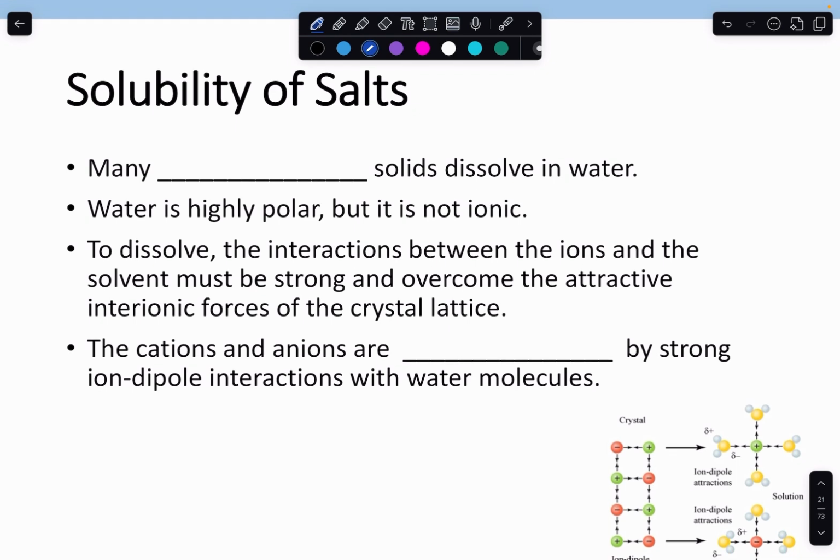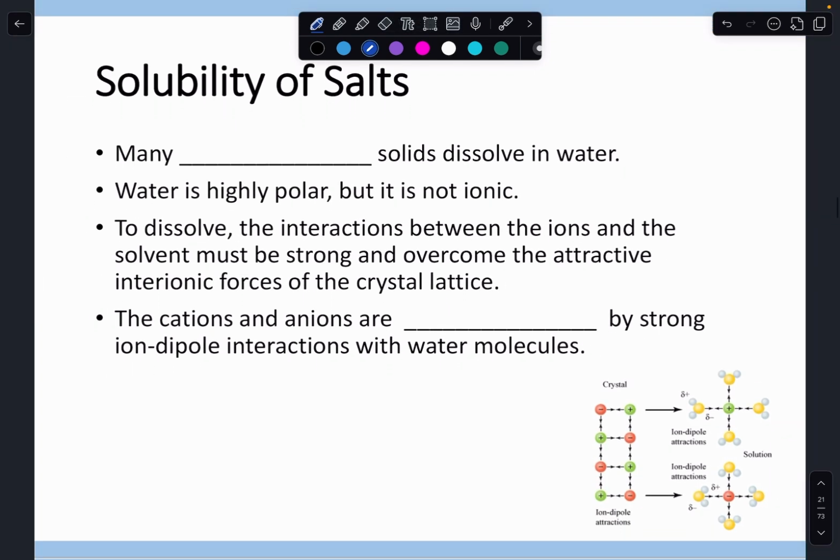Okay, so we're going to move into a little bit of the energetics of something dissolving. So the solubility of salts. We've talked about this many times, but we're going to go through it again. Many ionic solids dissolve in water. Water is highly polar, but it's not ionic. So to dissolve, the interactions between ions and the solvent must be strong and overcome the attractive interionic forces of the crystal lattice.